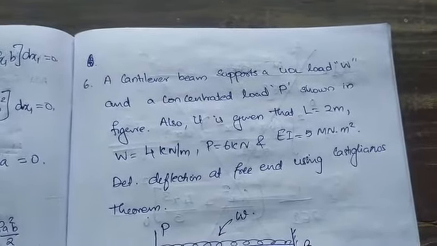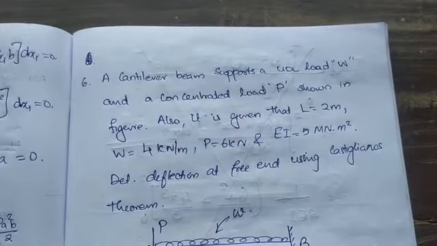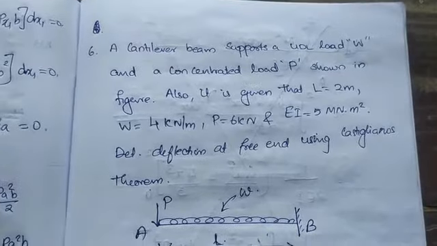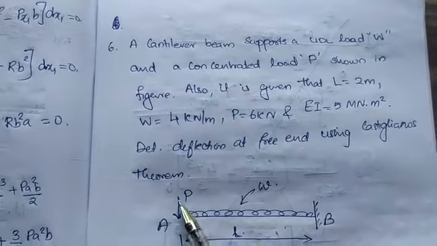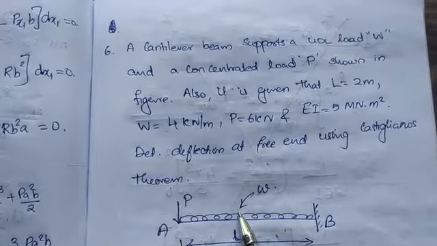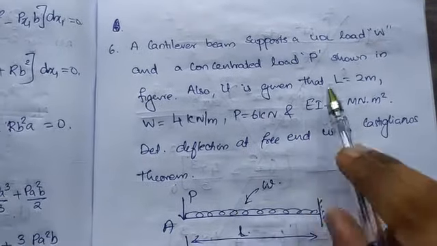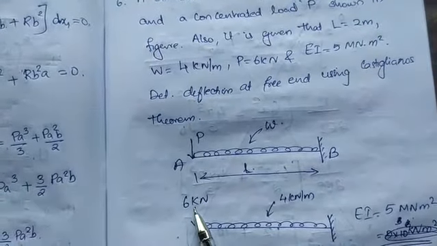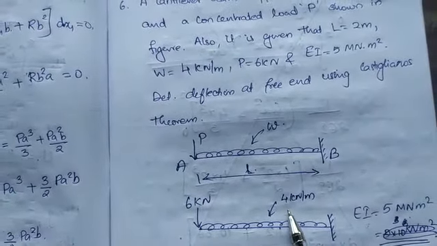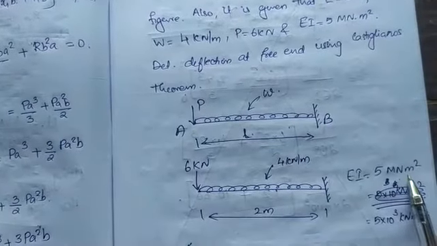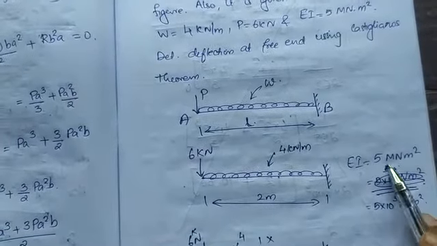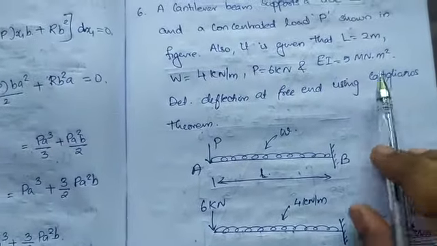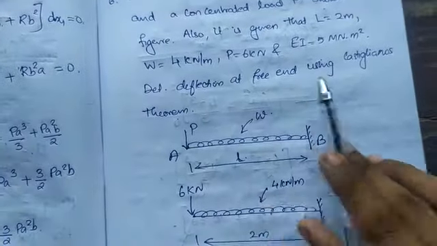Now our next question is: a cantilever beam supports a UDL load W and a concentrated load P as shown in the figure. The length is 2 meter. P is 6 kilonewton. W is 4 kilonewton per meter. EI is 5 meganewton meter square. You can change it from meganewton to kilonewton, because the rest of the terms are in kilonewton. Determine the deflection at free end using Castigliano's theorem.